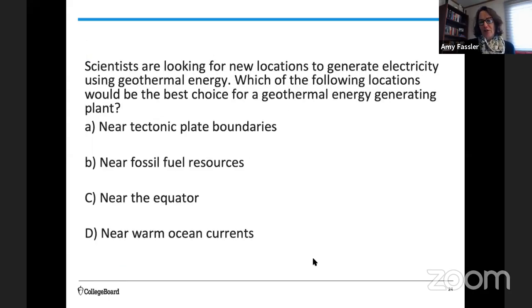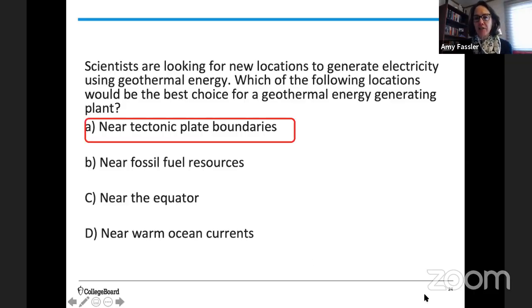Here's another multiple choice question. Scientists are looking at new locations to generate electricity using geothermal energy. Which of the following locations would be the best choice for a geothermal generating plant? So again, here's where you're going to see a little more application of the content that we're reviewing. Remember, Iceland has a lot of geothermal energy. We saw those rifts where the tectonic plates are moving apart, and a lot of geothermal activity and thus geothermal energy there.